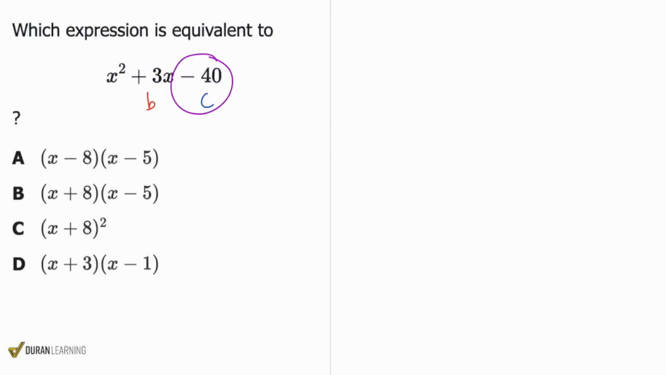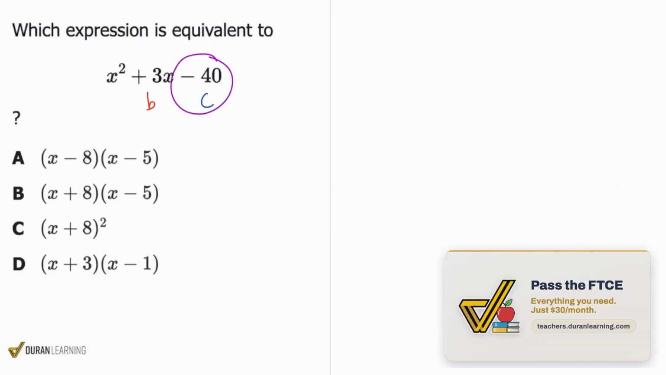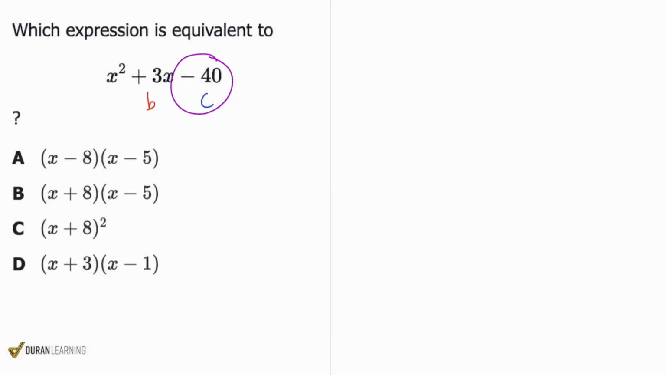Sweet. We got that down. Now, number 2, everybody, here's the second question. We are trying to find the factors of C. Factors mean that we are trying to find two numbers that multiply to negative 40.